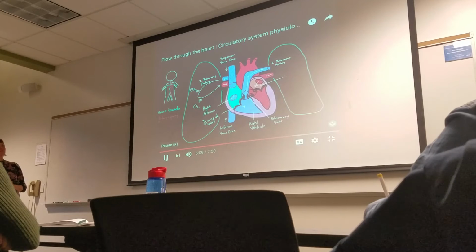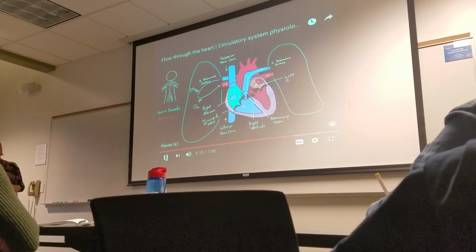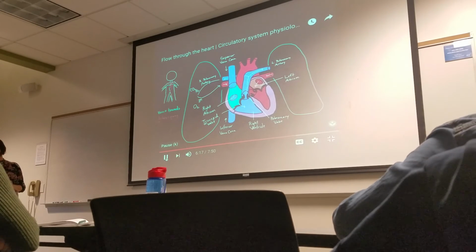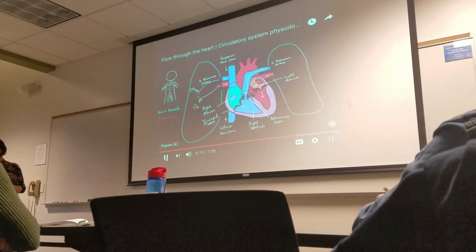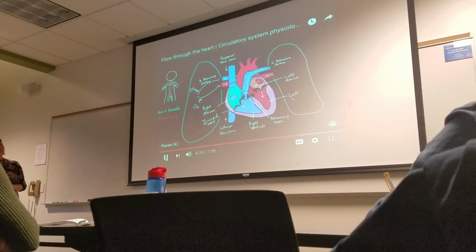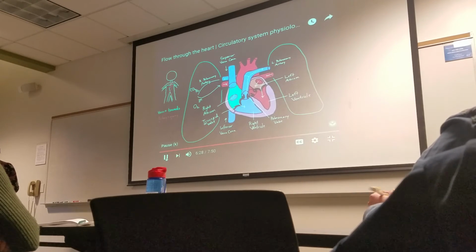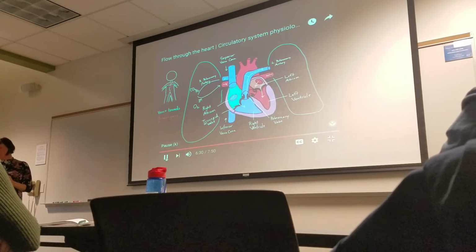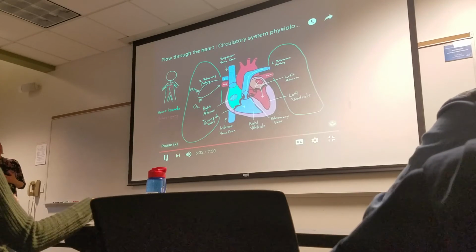So what is that? This is our left atrium. Just like our right atrium, we have one on the left. And it goes down into, and you can probably guess what this one is called, our left ventricle. So just like before, where it went from the right atrium to the right ventricle, now we're going from the left atrium to the left ventricle.